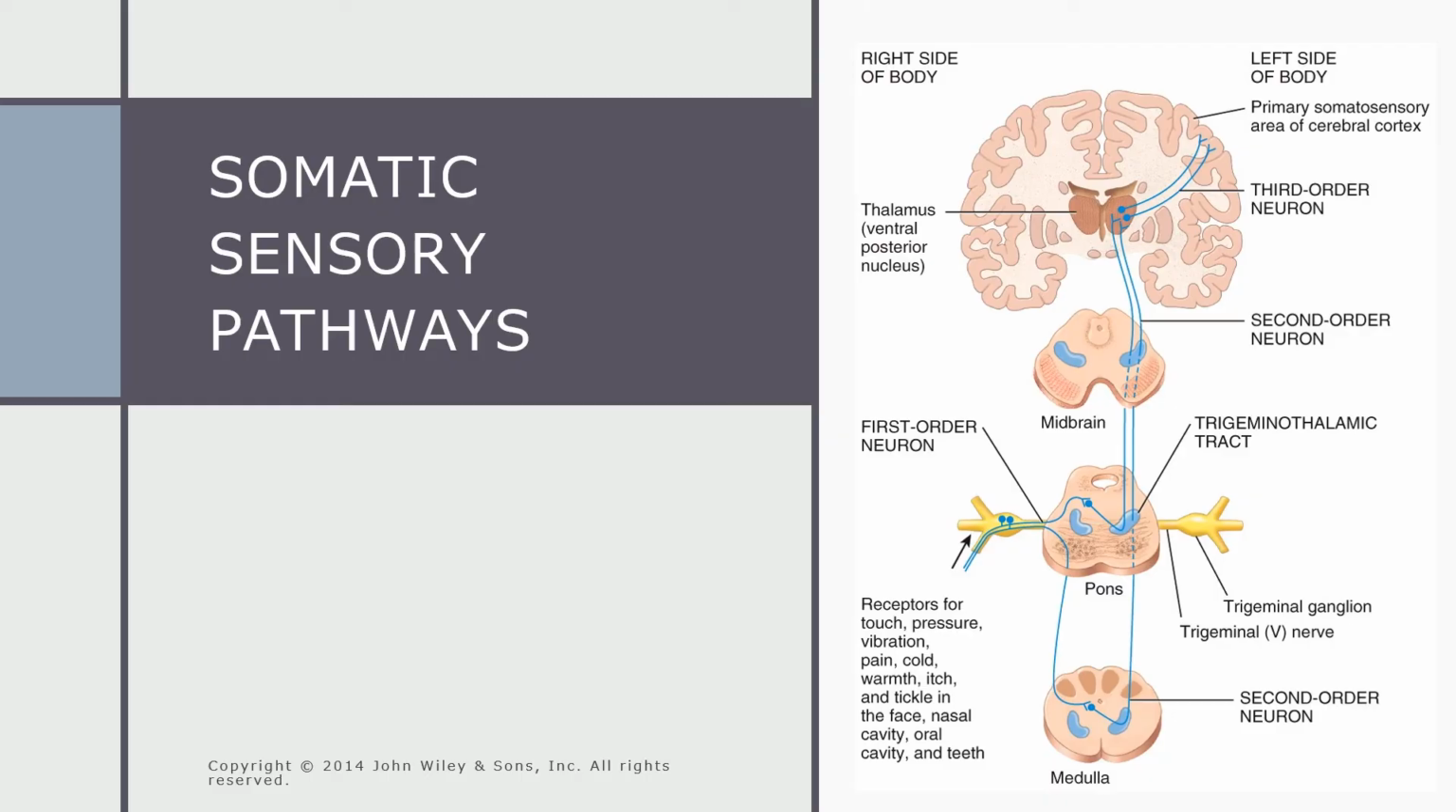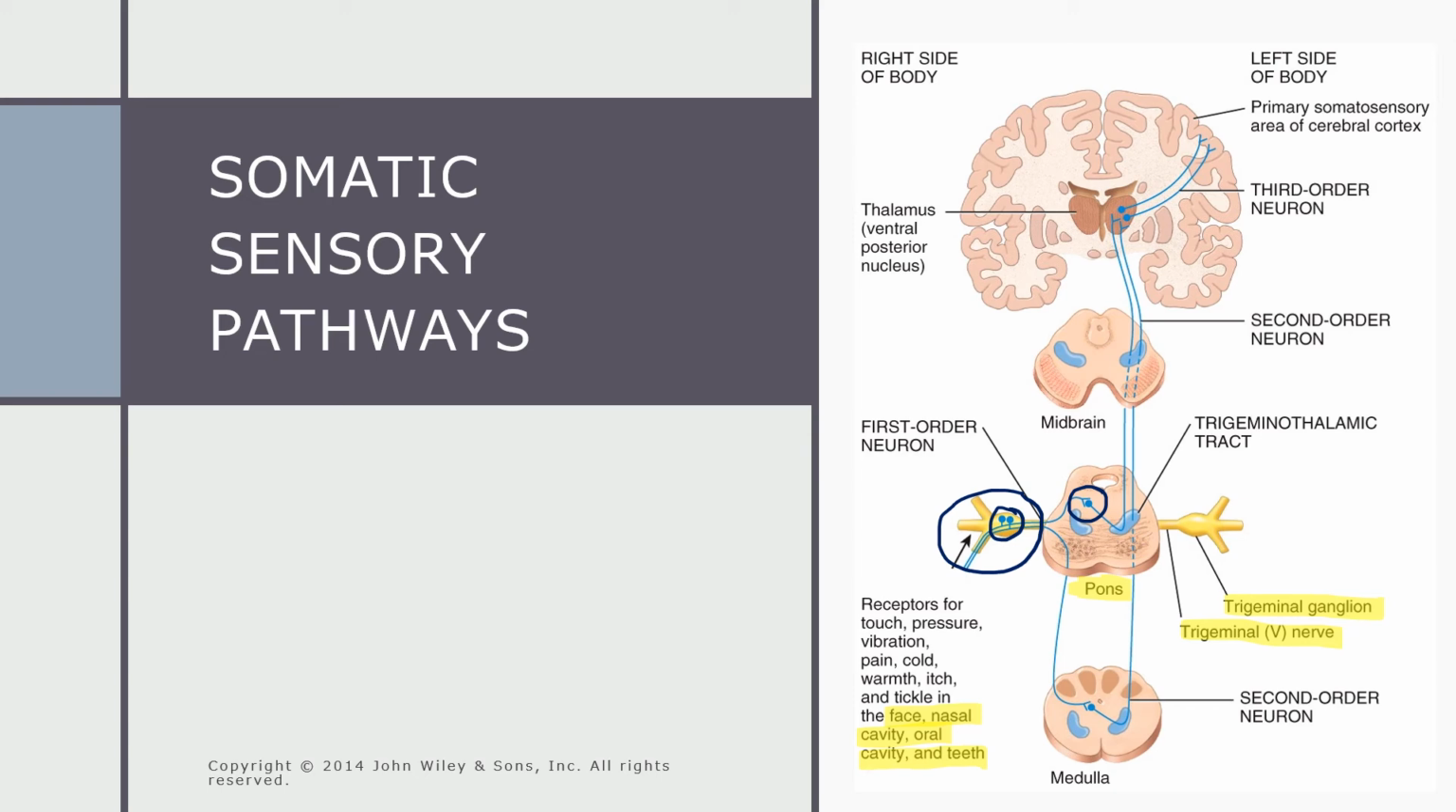First order neurons extend from somatic sensory receptors in the face, nasal cavity, oral cavity, and teeth through the trigeminal nerve. Just going to be this nerve right here. The cell bodies of these first order neurons are actually found within the trigeminal ganglion, as you can see right here. And the axon terminals of some of those first order neurons will synapse with second order neurons in the pons. So the trigeminal nerve comes into the pons, and some of those first order neurons will actually synapse with second order neurons in the pons.